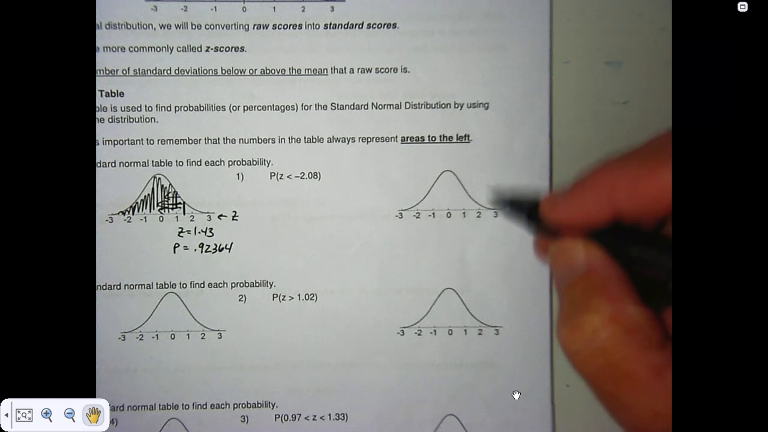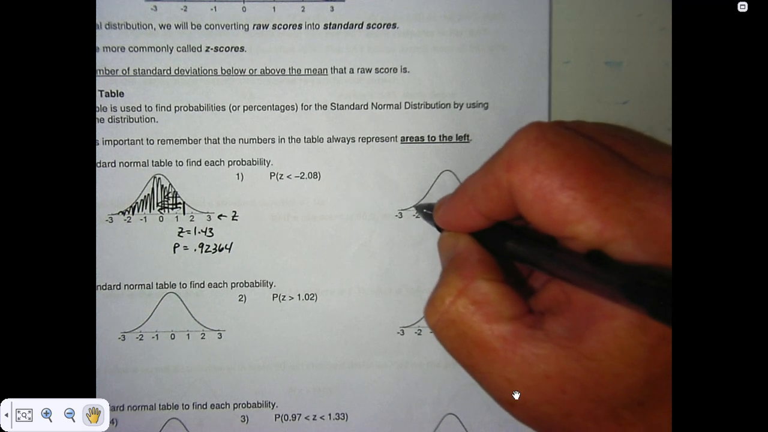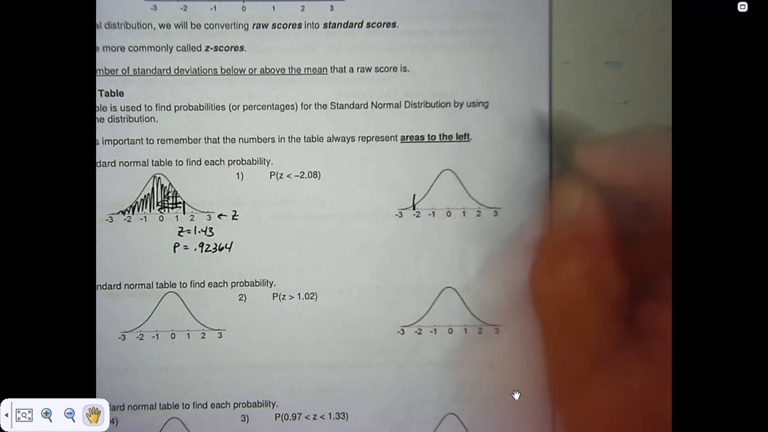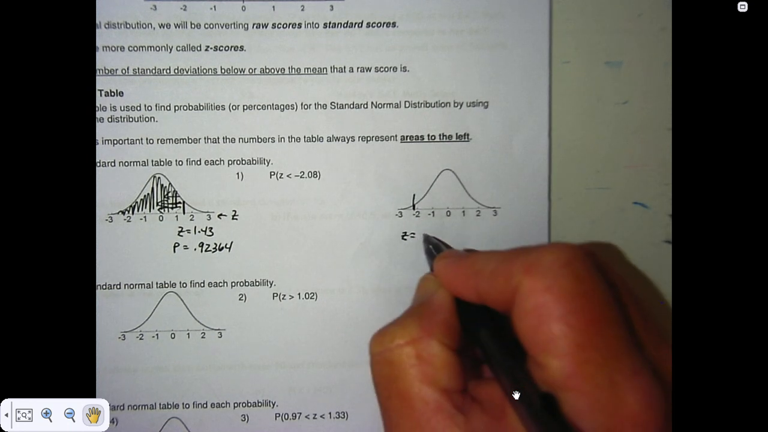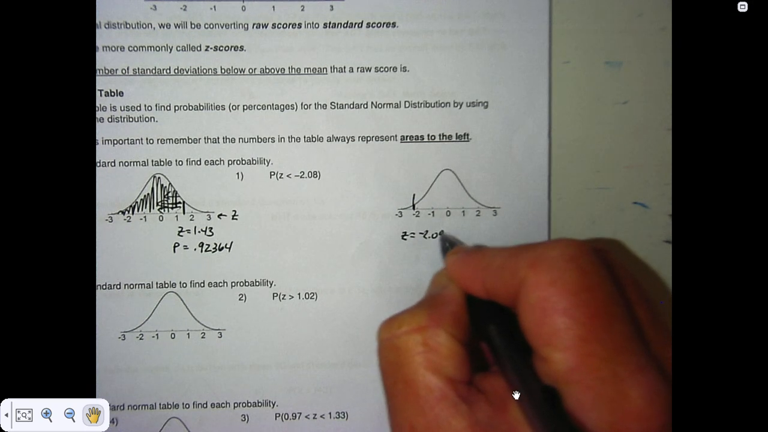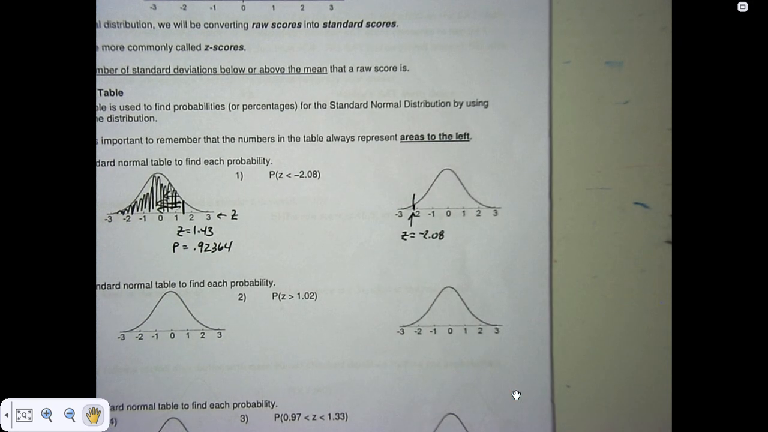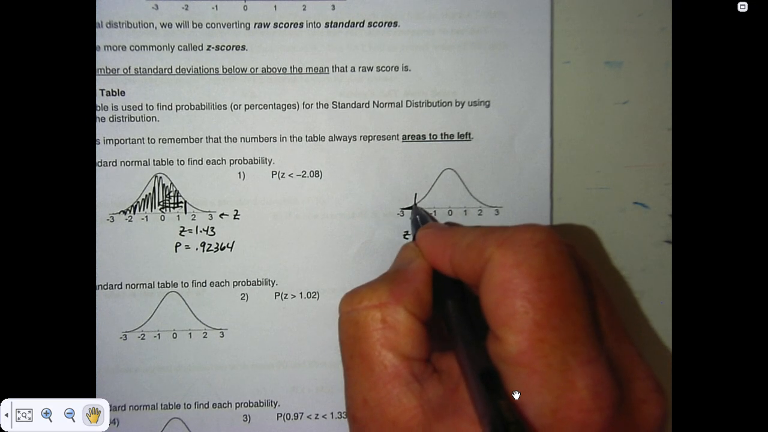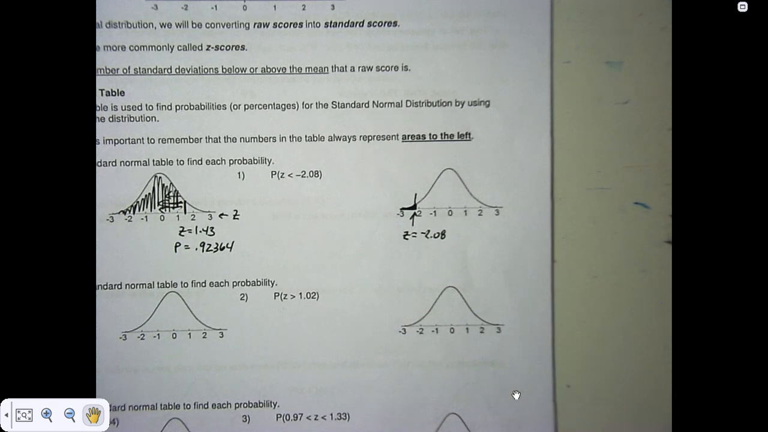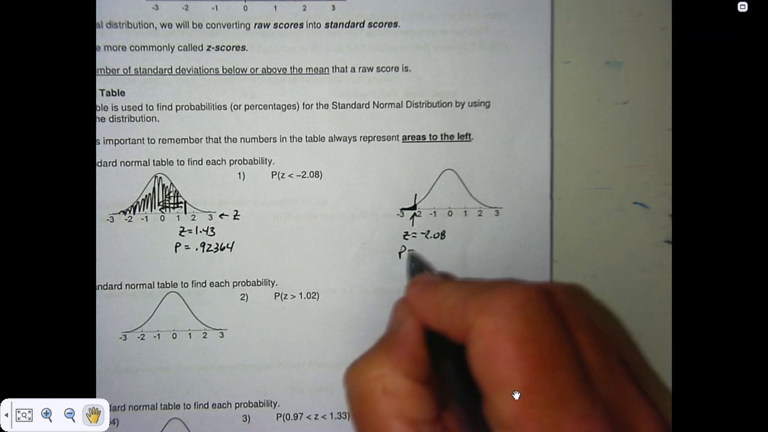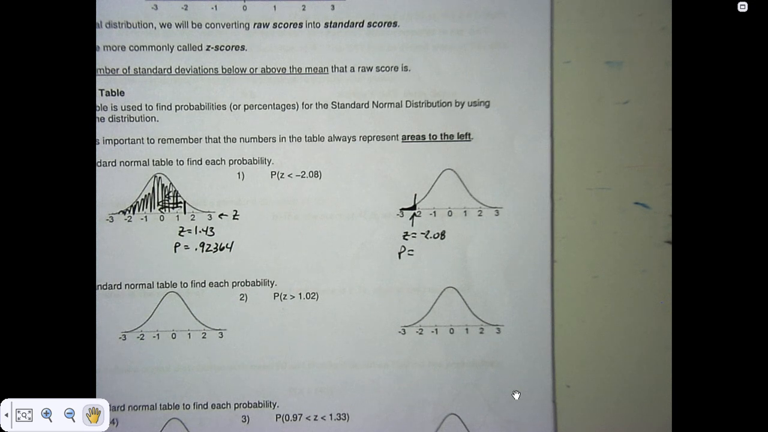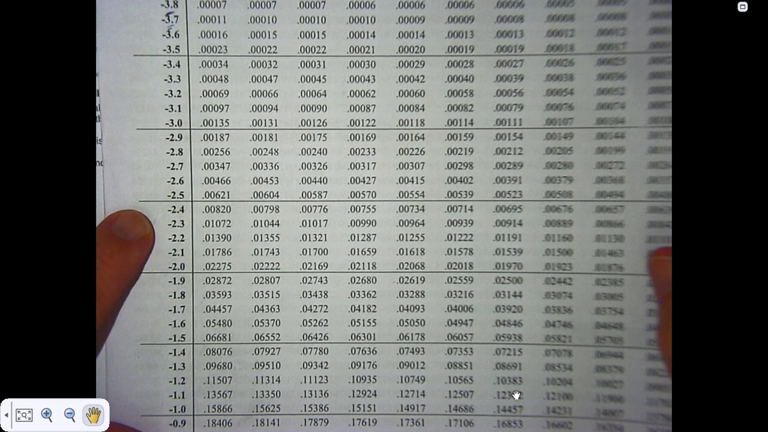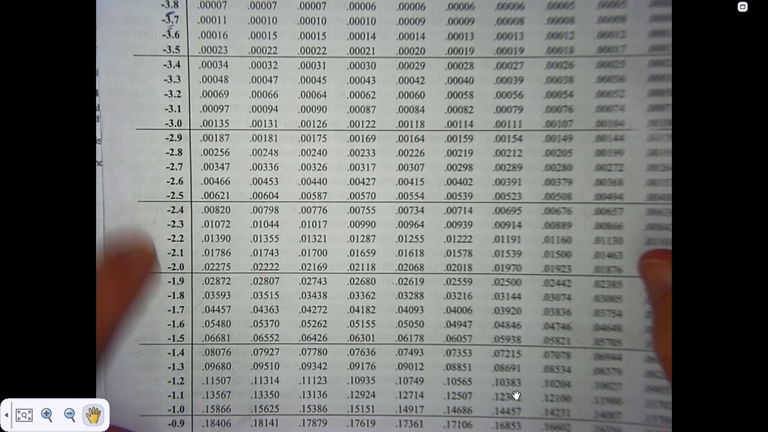2.08, but negative. 2.08 is going to be way over here, okay? So I'm going to put a z-score right there. Z equals negative 2.08. And the table is going to show us all the area to the left of that point. And so it's a very small area of the tail. We should have a very small number here. So to get that probability, we're going to go to the negative side of the standard normal page. See the negative z-scores here. And we're going to go to negative 2.0.